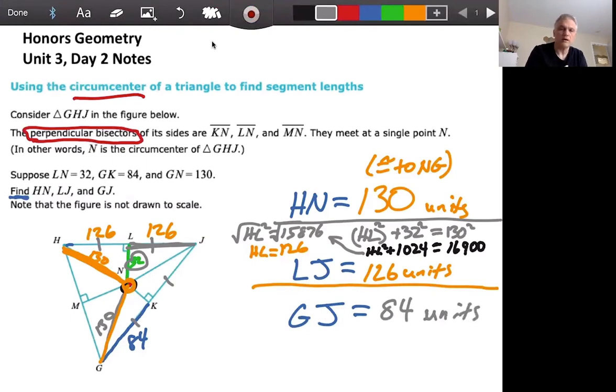All right, so that's the circumcenter. Circumcenter is perpendicular bisectors and where they meet. So please remember perpendicular and bisector, and every point on the perpendicular bisector is equidistant from the 2 endpoints.